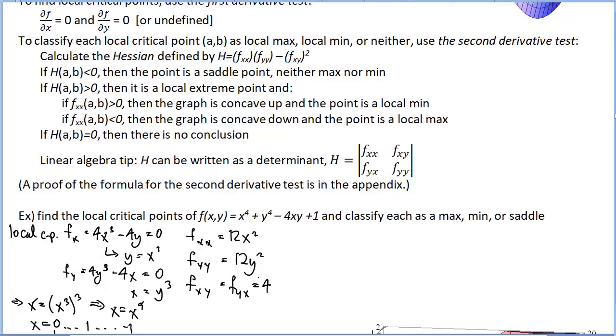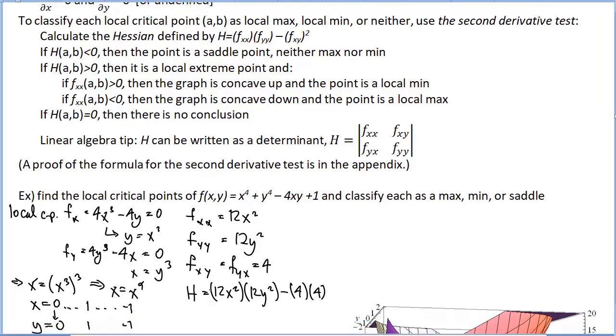that just equals 4. And now we know that the Hessian equals, put it all together using the formula for the Hessian, 12x squared times 12y squared minus 4 times 4, or you could just write that as 4 squared. So doing a little bit of simplifying, you get 144 x squared y squared minus 16. So there's the expression for the Hessian. And now we can test our critical points in order to classify them.